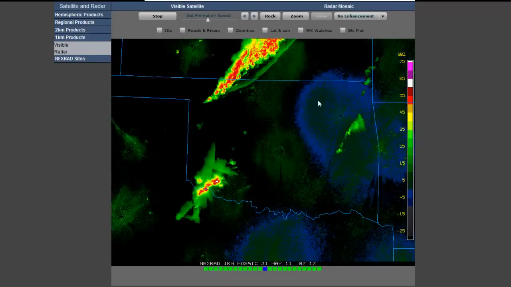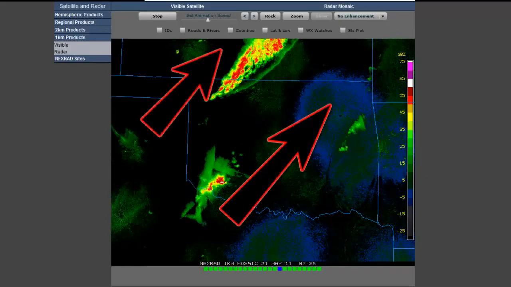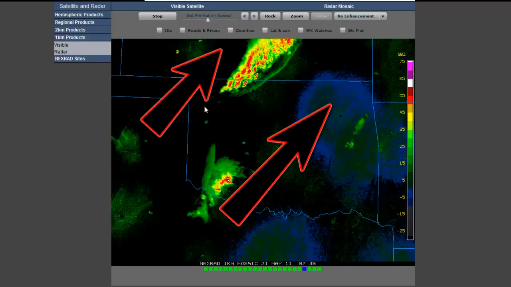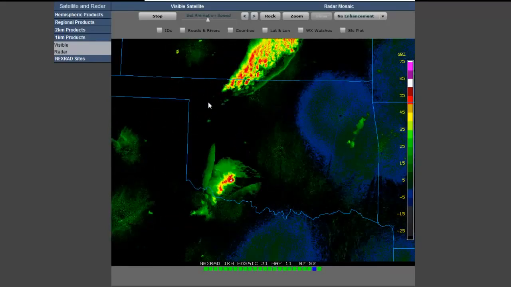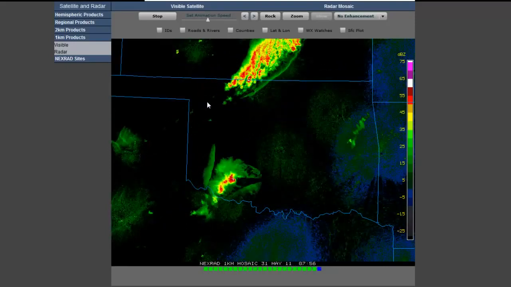What's interesting is all this weather is trying to travel northeast, yet all these signals are traveling south. Okay, and when you look at the radar loop, all these are just popping up in the same spot over and over again. Boom, boom, boom, boom, boom, boom.